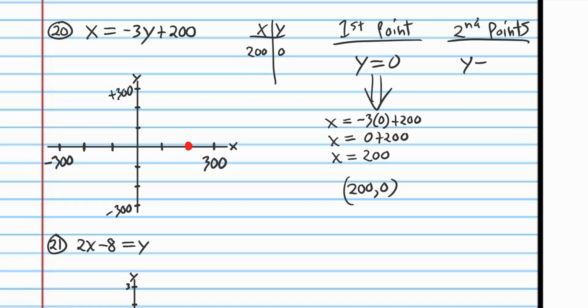So now we'll let y equal, let's see here, we have to be careful about this. I think 100 is actually going to work. So negative 3 times 100 is negative 300. And negative 300 plus 200 is negative 100. So x is negative 100 and y is 100.